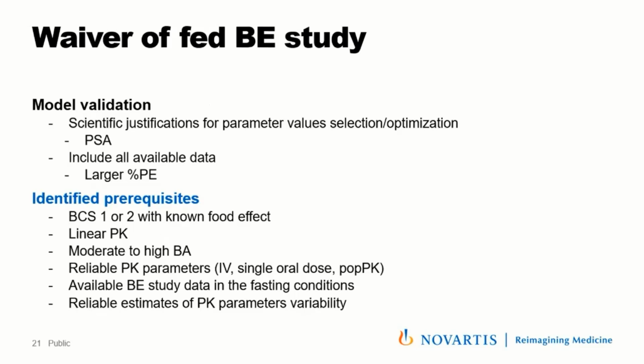Some prerequisites that we identified as needed for successful prediction of bioequivalence in the fed state were a BCS class 1 or 2 drug with known food effect, preferably linear pharmacokinetics, reliable estimation of disposition parameters, preferably intravenous data if available, available bioequivalence study data in the fasting conditions, and estimates of PK parameter variability. When all these are checked, the confidence in the prediction is high.